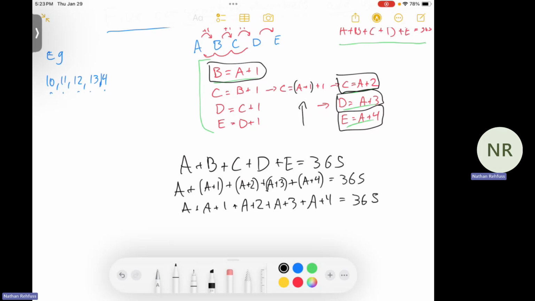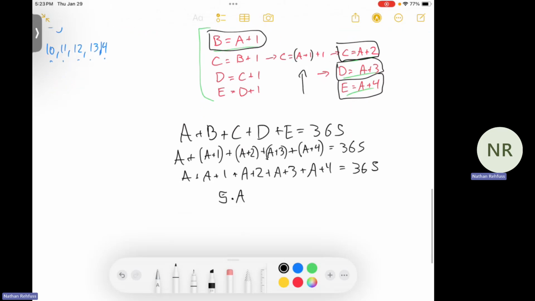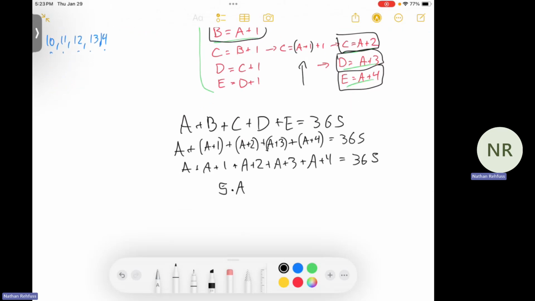Go ahead and gather all the A's together. You wrote A 5 times. That means you have 5 times A. Remember, multiplication is repeated addition. If I add the same thing 5 times, I have 5 of them. And 1 plus 2 plus 3 plus 4 is 10.